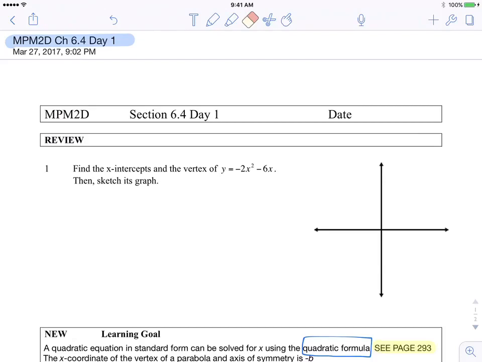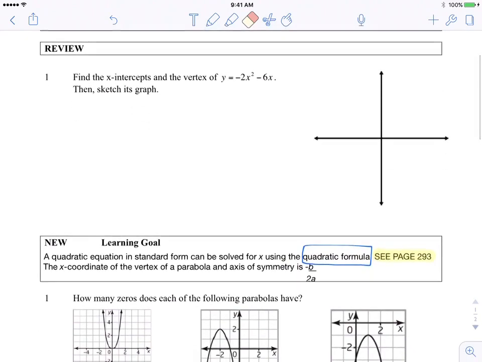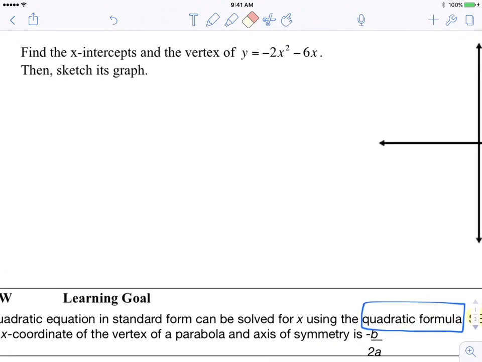Okay, today we're learning about the quadratic formula. Before we jump into that though, let's look at a review of last day. For this, we want to sketch the parabola for this equation here. We want to first find the x-intercepts and then the vertex, and then we're going to sketch. So how do we find the x-intercepts?